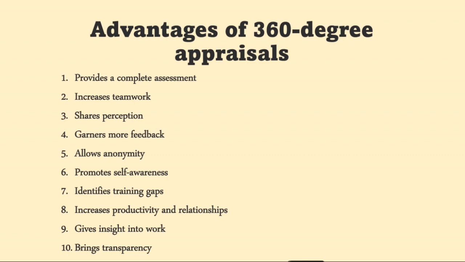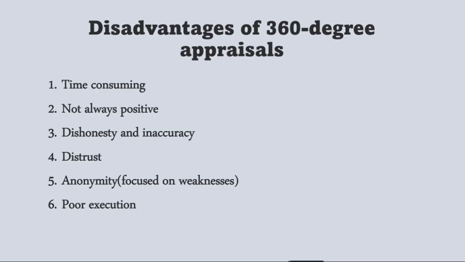Here we have listed down some advantages of the 360-degree appraisal system. Those are: number first, provides a complete assessment. Number second, increases teamwork. Number third, shares perceptions. Number fourth, garners more feedback. Number fifth, allows anonymity. Number sixth, promotes self-awareness. Number seventh, identifies training gaps. Number eight, increases productivity and relationships. Number ninth, gives insight into work. Number 10, brings transparency.